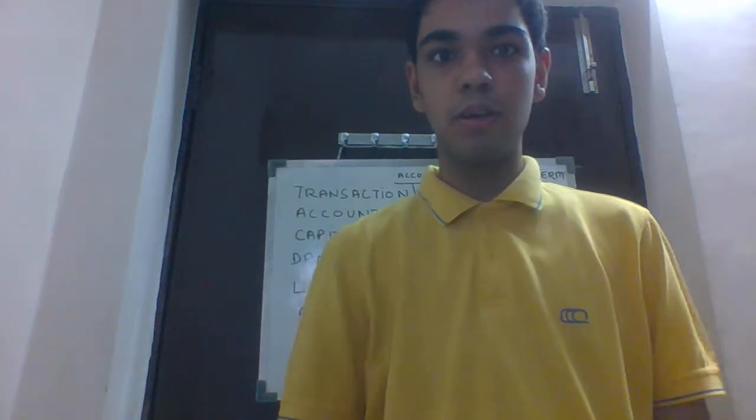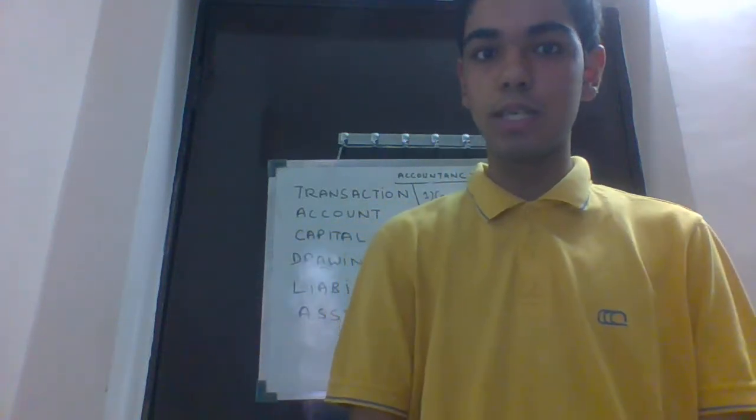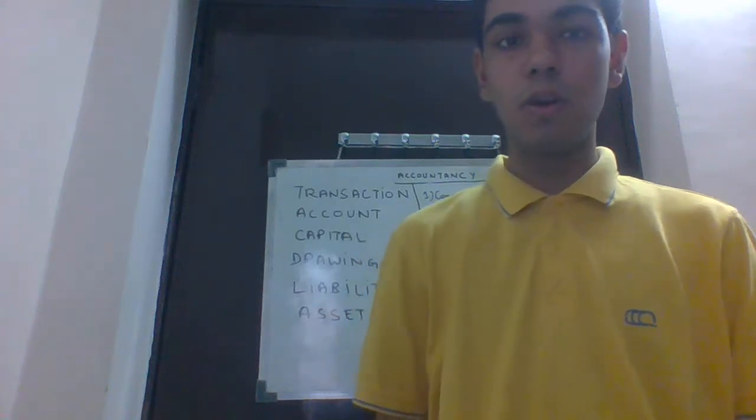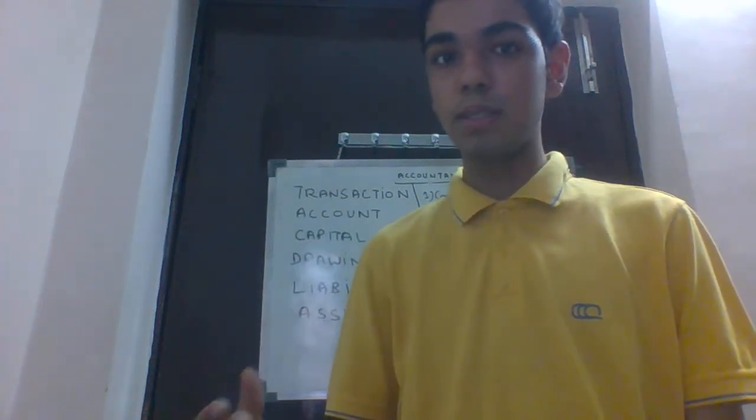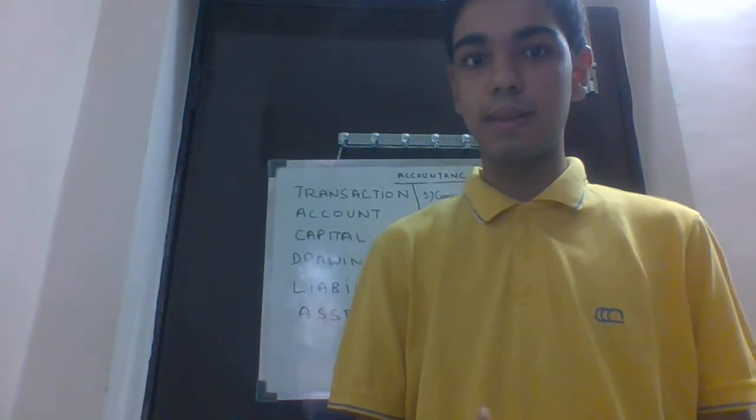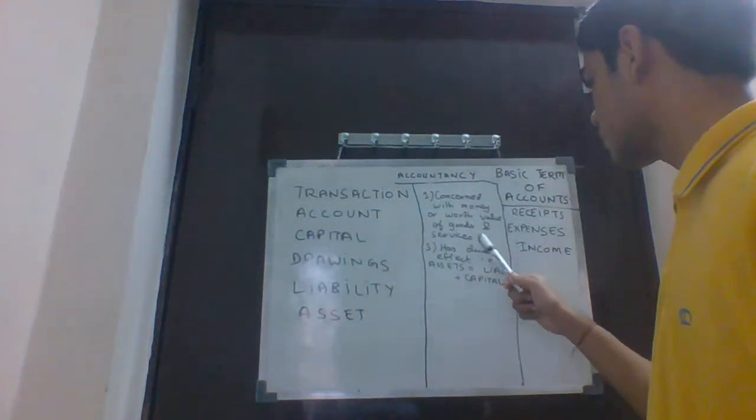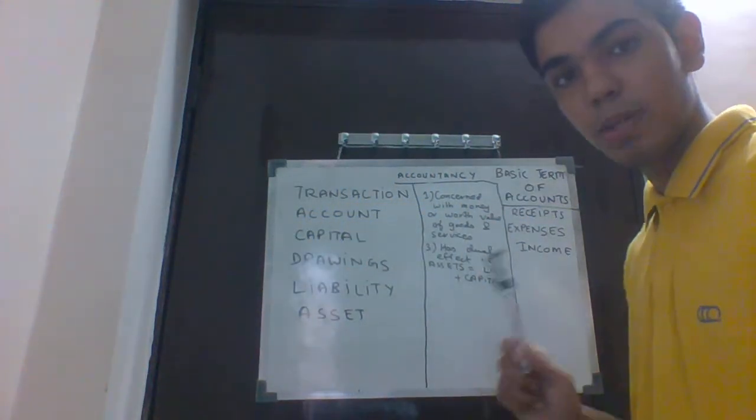Now let's have an in-depth understanding of what is transaction. First part, concerned with money's worth value of goods and services. Through the help of a transaction, one will be able to understand the market value of the goods and services that are produced. Involves two parties, that is the seller and the purchaser. Unless and until the seller gets the purchaser in order to sell his or her goods or services in consideration of cash or goods worth, it cannot be called a transaction. And finally, it involves dual effect, that is assets is equal to liabilities plus capital.